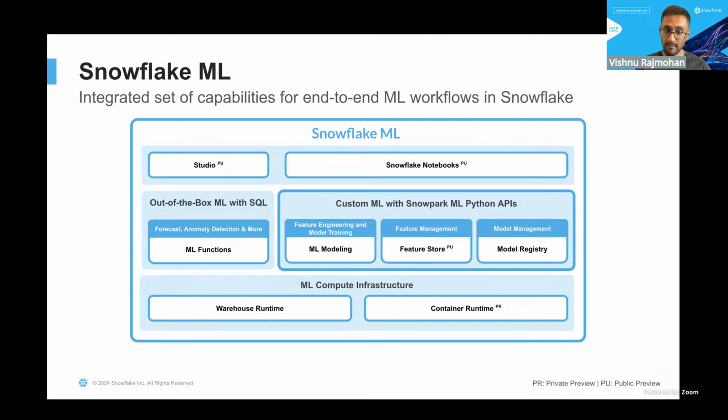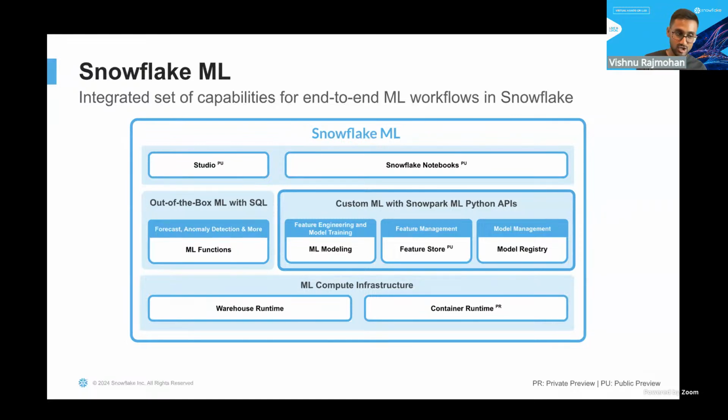Firstly, we've got ML functions that you can use within your SQL code. And these ML functions are pre-trained Snowflake models that you can tap into if you don't want to build your own ML models. If you want a little bit more sophistication, if you want to build out your own models, train them, manage your features, etc., all of that is available using our Snowpark ML packages. So you can build out ML models through our ML modeling capabilities.